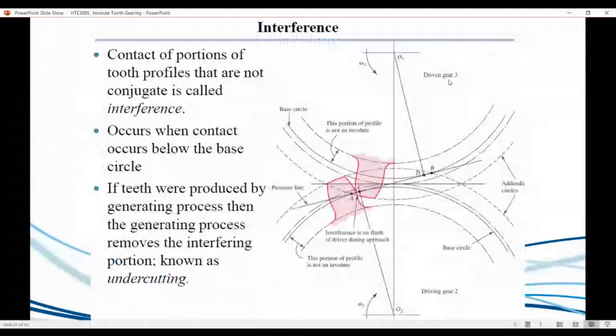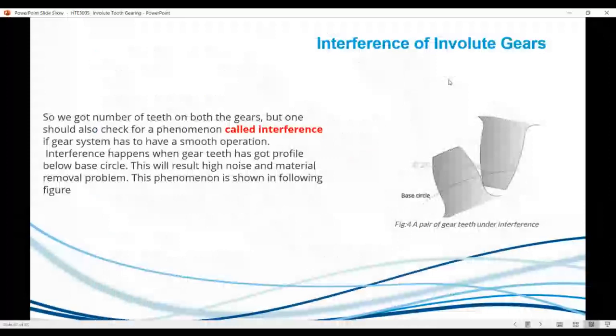And if the involute portion, or it's not involute, but anyway, if it's basically in the base circle, we get something called interference. And it says if it's not properly done, there is big material removal. You'll see your gear slowly being chipped away. There's a bit of wear. That's why you're finding those sliding velocities, and high noise.